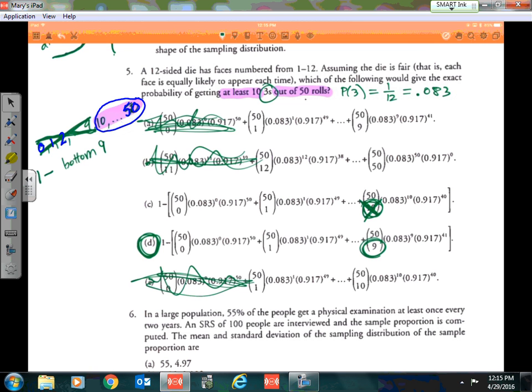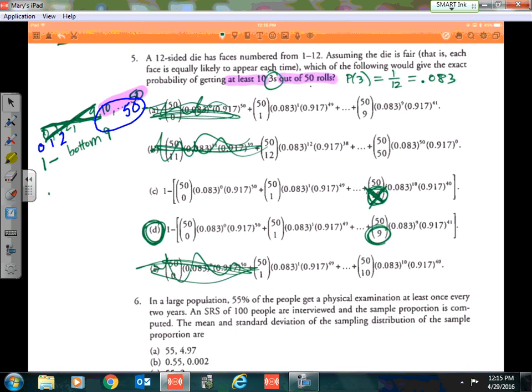Now, calculator-wise, this would go into your calculator like this: 1 minus the binomial CDF of 50, comma, 0.083, comma, up to and including what? What am I taking off? I'm taking off the bottom 9. So that's 1 minus binomial CDF of 50, comma, 0.083, comma, 9. That would be how I would do that in my calculator to get the number. Okay?